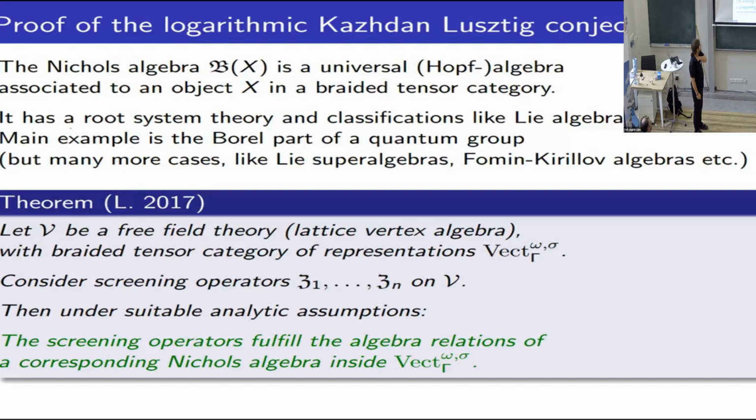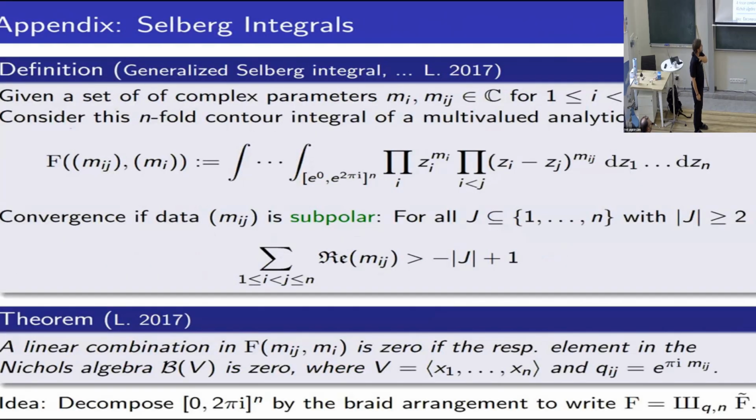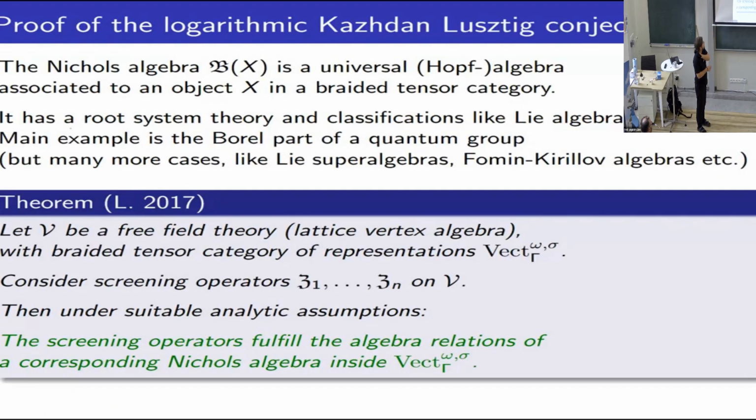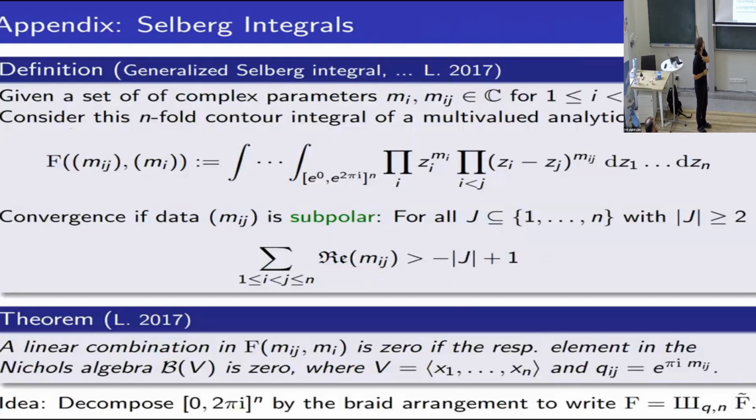Just to give you an example, because I'm talking with people who like correlation functions and analysis, which is maybe further away for me, let me say what this theorem amounts to in the easiest case. So maybe you recognize something. If it's confusing, just ignore the next slide. I just want to give the example. So what it actually means is the following notion. Suppose I have some complex numbers m_i and m_ij. Then I look at the n-fold contour integral of this function.